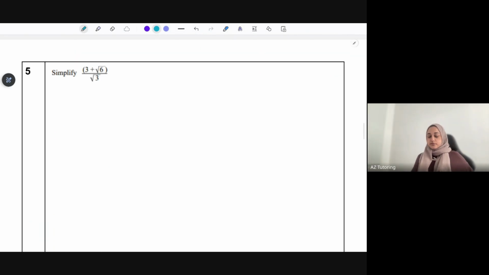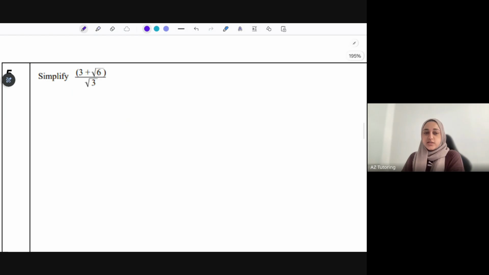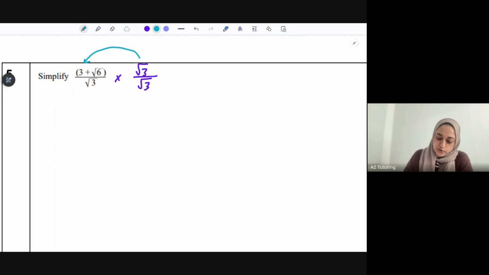Okay, let's try this one. As you can see, this question just says simplify this. It doesn't say rationalize the denominator, but they want you to rationalize the denominator. They just want you to understand that. So to get rid of that surd on the bottom, we need to times by √3. And if I'm timesing the bottom by √3, I have to times the top also by √3. So this is a bit like expanding brackets, right? We're doing √3 times 3, and we're doing √3 times √6. Okay, so we end up getting 3√3 plus √3 times √6, which is √3 √6.